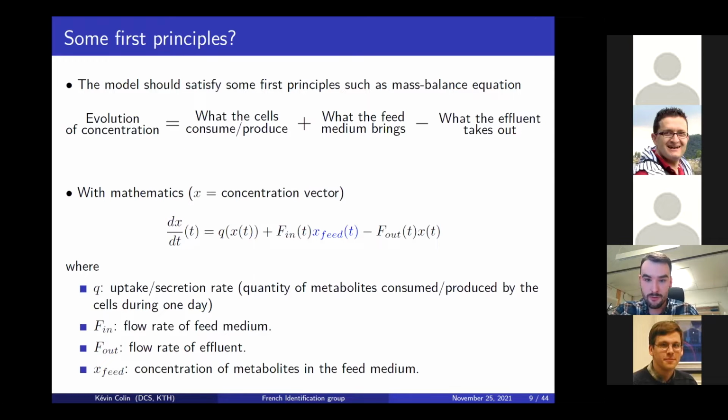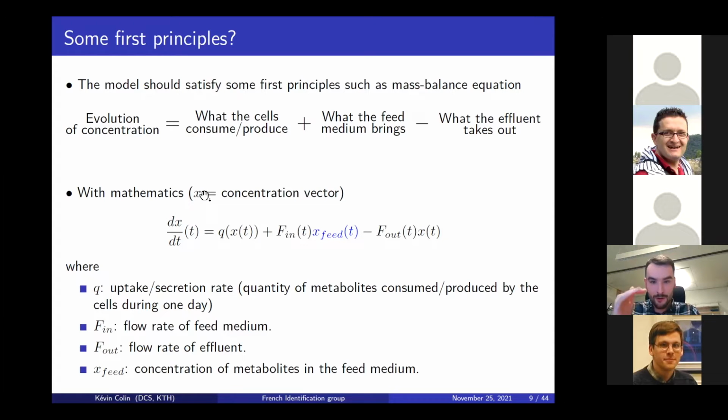So this model, of course, should satisfy some first principle because we want a model which has some biological meaning. And here, the first principle we are going to consider is the mass balance equation. It's very simple: the evolution of the concentration of the metabolites inside the bioreactor is equal to what the cells produce or consume. The sign of this can change. If you have a consumption, it will be negative. If you have a production, it will be positive. Plus what the feed medium is going to bring to your bioreactor, minus what the effluent is going to take out from your bioreactor.